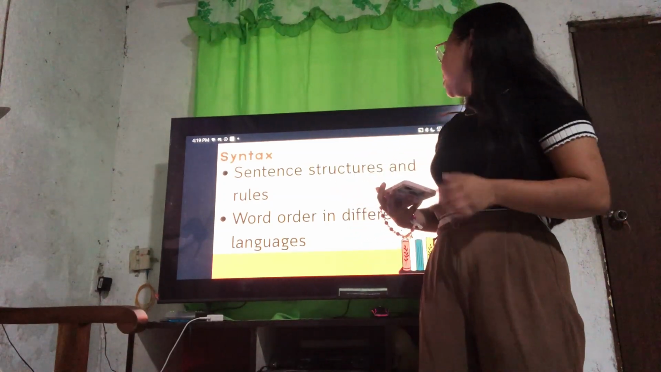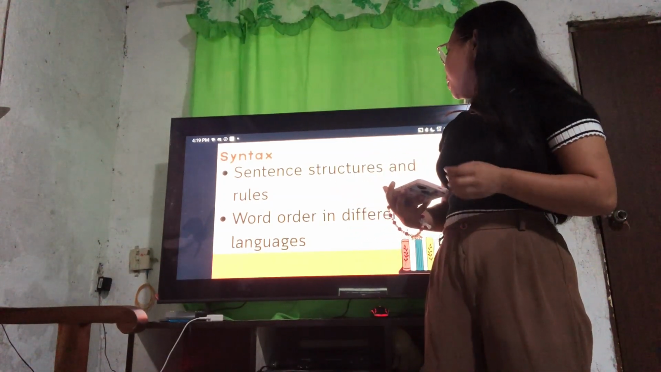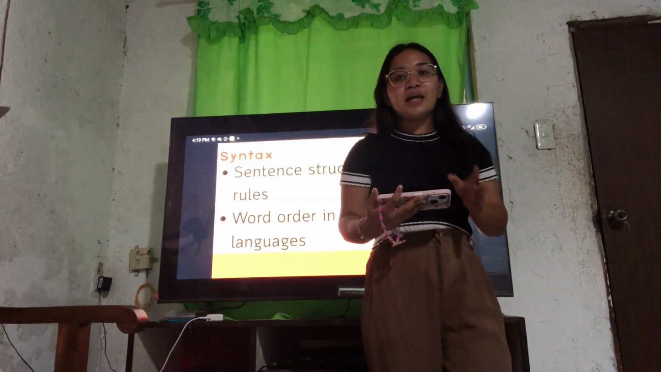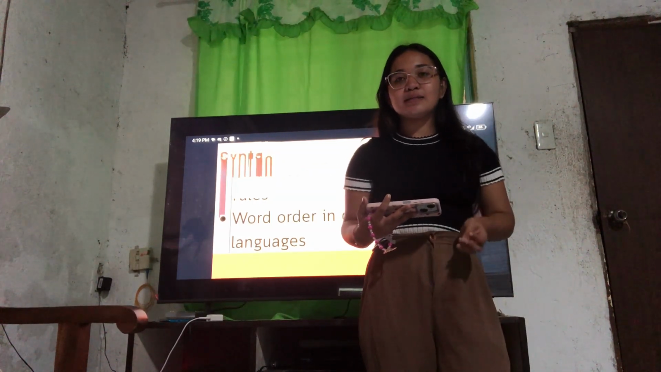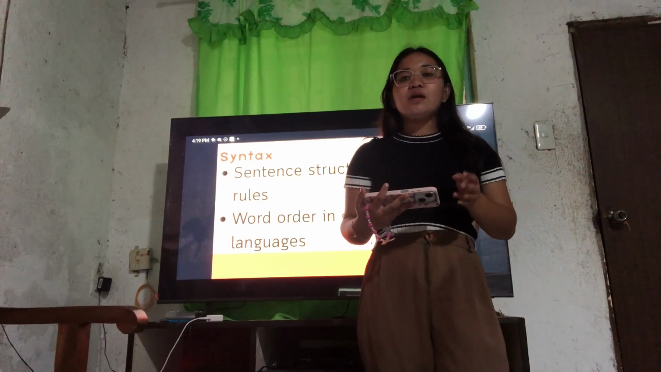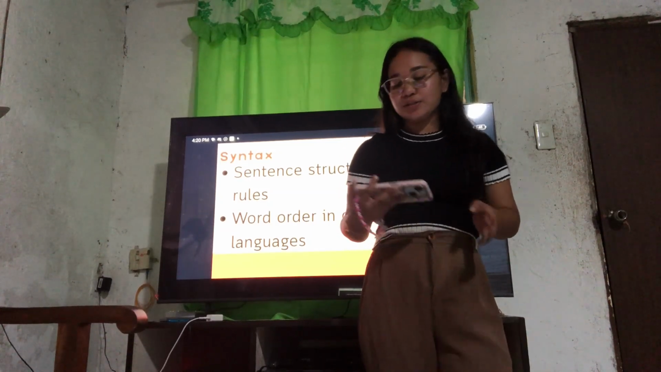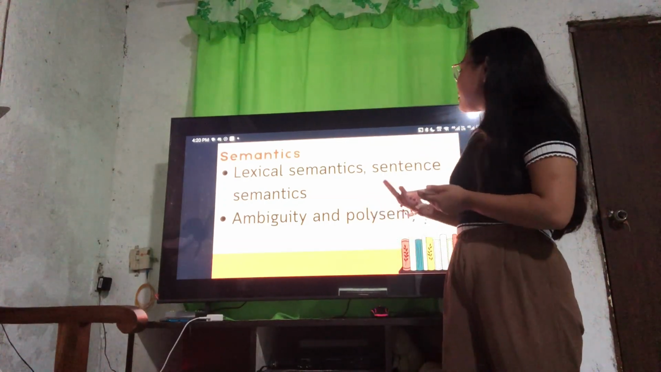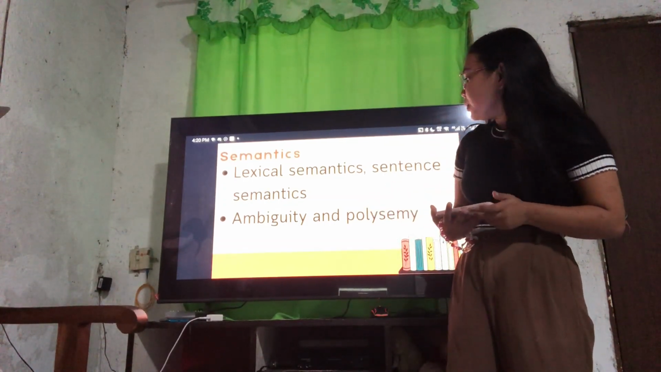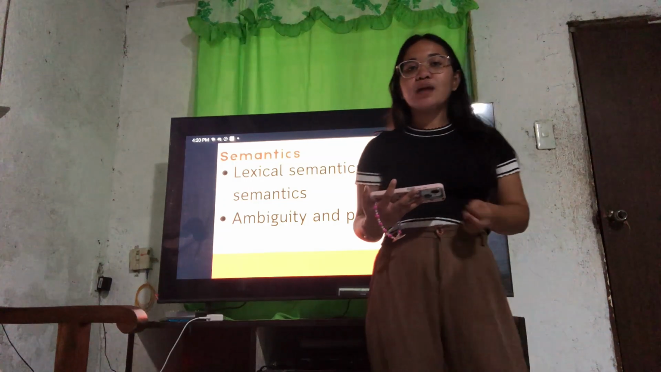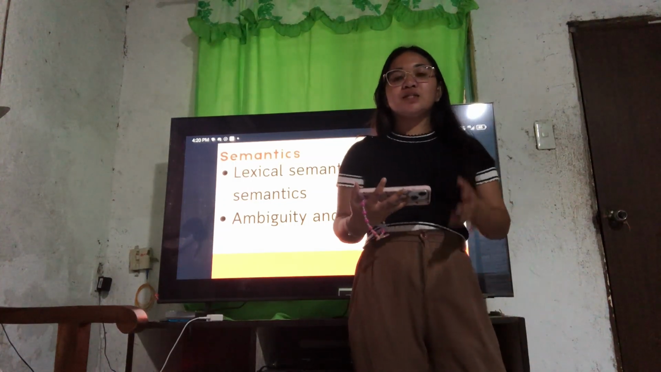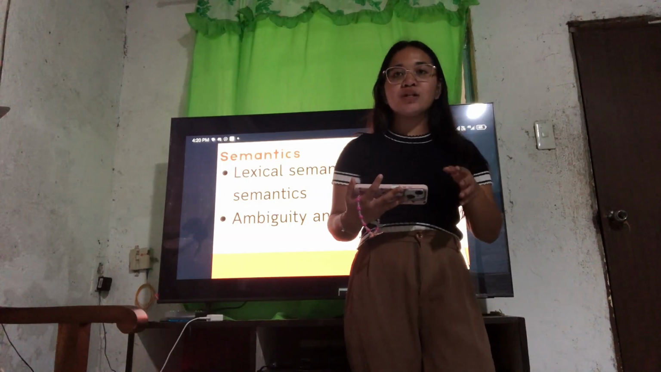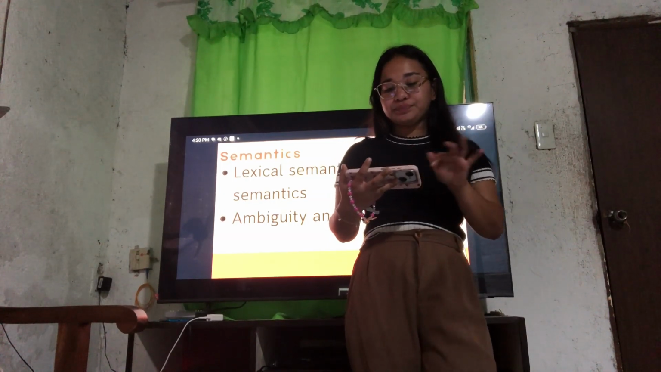Syntax covers sentence structures and rules, and word order in different languages. Syntax compares English SVO with Japanese SOV and Filipino sentence patterns. Next one is semantics: lexical semantics, sentence semantics, and ambiguity and polysemy. Semantics uses "bank", riverbank versus financial institution, as a polysemy example.